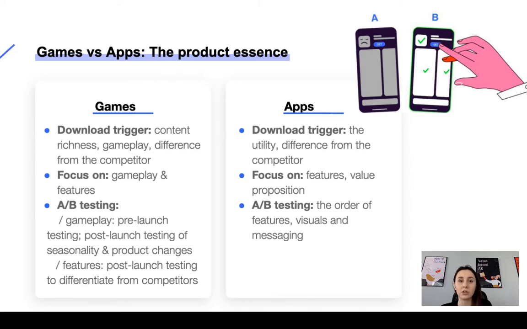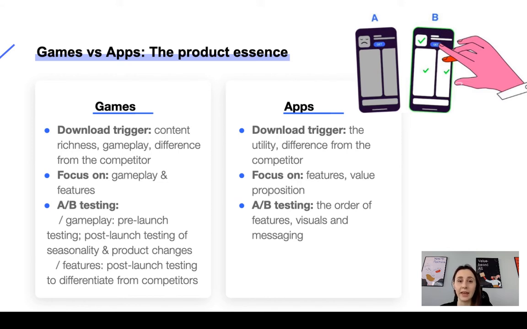Features, in turn, are A/B tested at the post-launch stage for games. If you've got something that others don't, so the differentiator from the competitors, you can place it on the first screenshot and run an A/B test to see how your audience responds to this. So, to sum up, games will focus on both content and features in their A/B testing strategy. Apps instead will focus on the value propositioning and features.